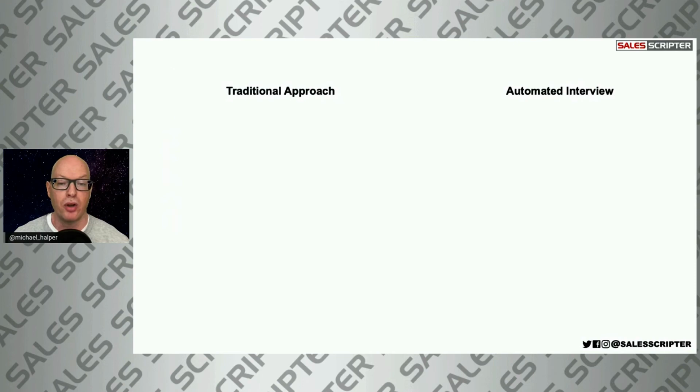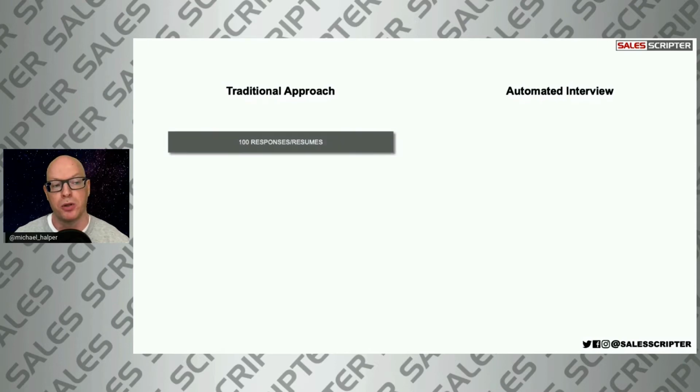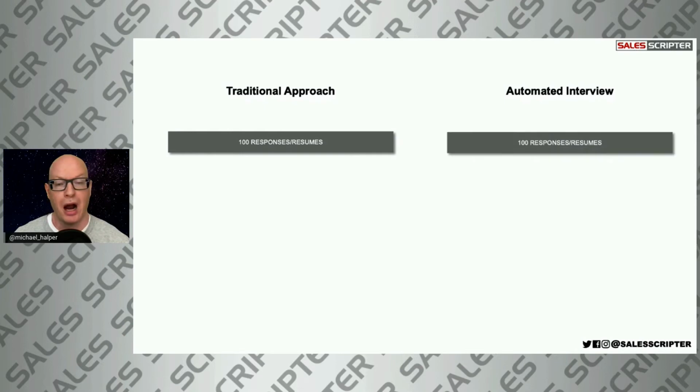Let me show you how big of a difference this will help you in terms of saving you time and helping you to hire the right people. So with the traditional approach, you'd get 100 resumes to your job posting. What you have to do then is flip through those resumes and try to figure out who to call. With our approach, you're going to get those same 100 responses, and then you're going to shoot out that automated email response to all of those.